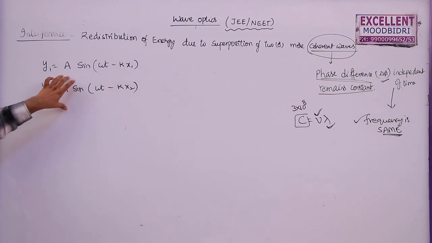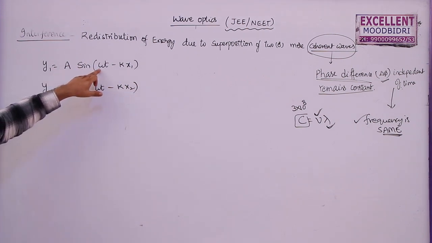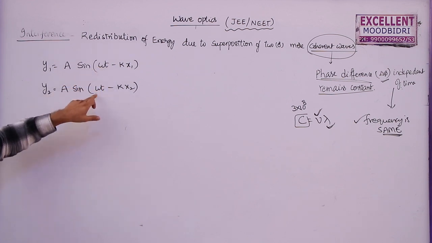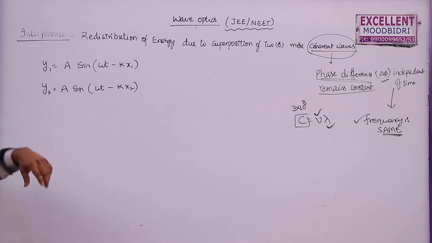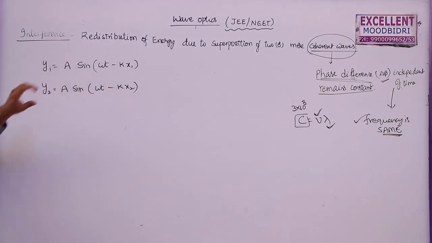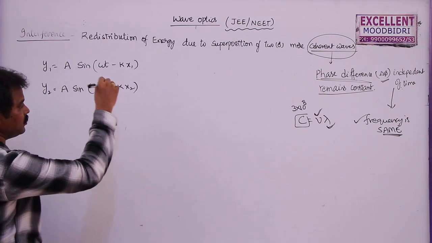So in this case, you can observe this, omega is 2 pi f. So omega t, 2 pi f, and f are the same. So the frequency is the same, so these two may be coherent waves. Now, what is the phase difference between these two?